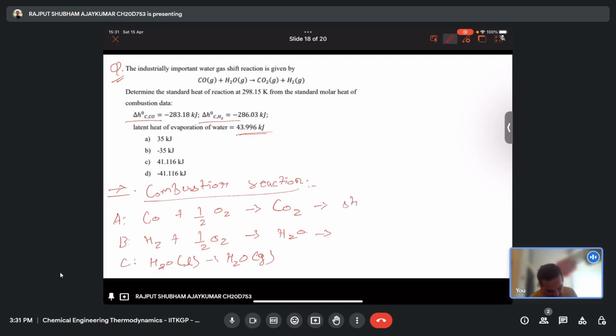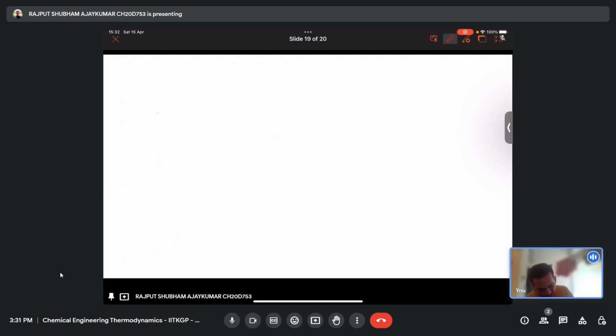So this is A, B, and C, and we have been given the standard molar heat of combustion data. The heat of combustion of CO is equal to minus 283.18 kilojoules, and for hydrogen it is minus 286.03 kilojoules. Okay, now we have A, B, and C, which give CO in gas phase plus H2O in gas phase gives, for the water gas shift reaction, CO2 in gas phase plus hydrogen in gas phase.